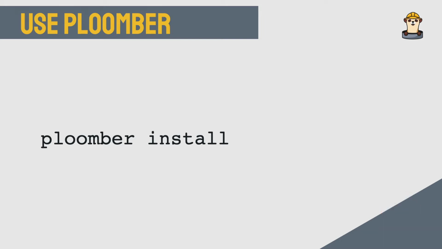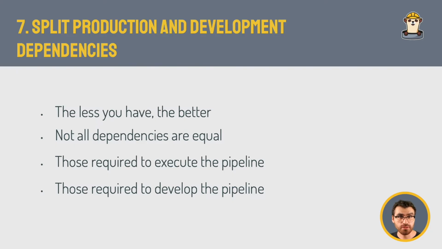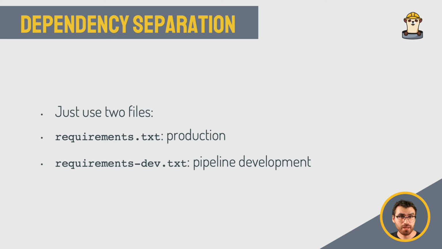Number 7. Split production and development dependencies. It is good to keep the number of dependencies at a minimum. The more dependencies your project needs, the higher the chance of running into installation issues. A way to simplify your installation is to split your dependencies into groups. The first group are packages required to run the pipeline. These are the packages that your pipeline needs to run in production.